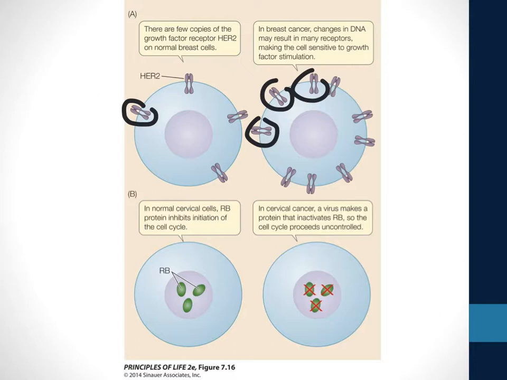The other type of gene that can be mutated in cancer are these tumor suppressor genes. An example of that might be this RB protein that inhibits the initiation of the cell cycle. But if this protein were mutated, as it might be in cancer, this RB is not going to be active, and therefore the cell cycle is not going to be inhibited, and we're going to get too much division, too much growth.